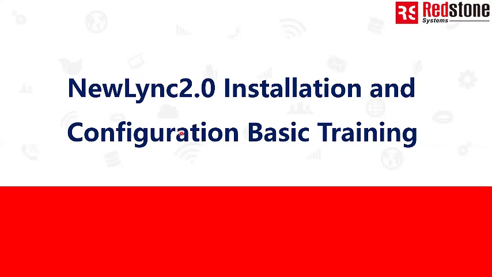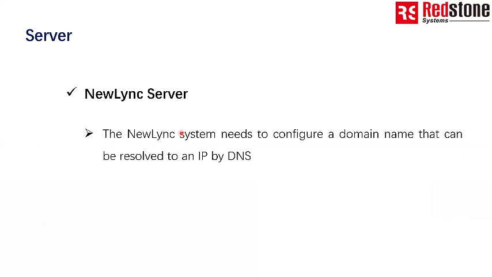That's about the server. So let's know about the server requirements. Basically, it needs an Ubuntu server, and the NewLink system needs to configure a domain name that can be resolved to an IP by DNS. Then next is the OMX server. So our OMX is our cloud PBX that supports up to 100,000 users. I think this is expandable by license.